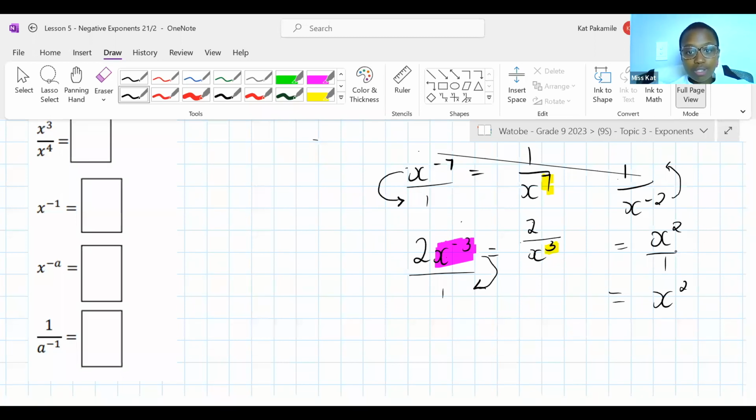Guys, think about when you are transposing, you have x plus 2 equals 0. When you move it, what happens? It becomes negative. Do you see that? It's the same concept, okay? If it's in the numerator and we are moving it down, it becomes positive. And if it's in the denominator and we are moving it up and it's negative, it becomes positive. Well done.